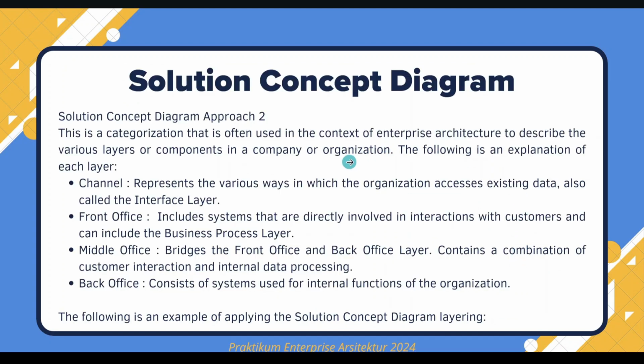Next, we discuss solution concept diagram approach 2, which consists of four layers. The first layer is channel, which represents the various ways in which the organization accesses existing data. The second layer is front office, which includes systems that are directly involved in interaction with customers and can include the business process layer. The third layer is middle office, which bridges the front office and back office layers, and the last is back office, which consists of systems used for internal functions of the organization.